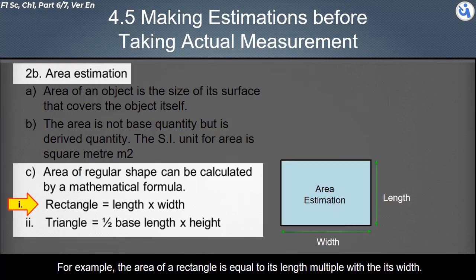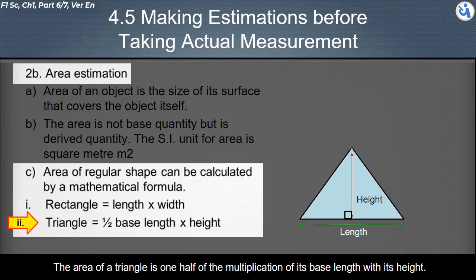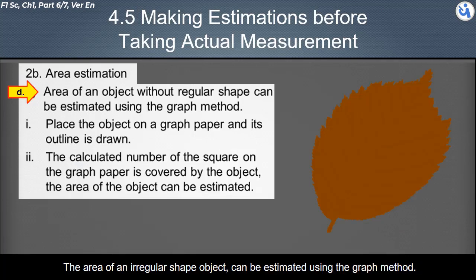For example, the area of a rectangle is equal to its length multiplied by its width. The area of a triangle is 1/2 of the multiplication of its base length with its height. The area of an irregular shape object can be estimated using the graph method.